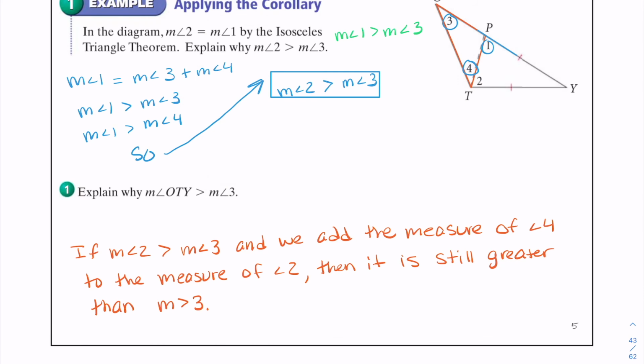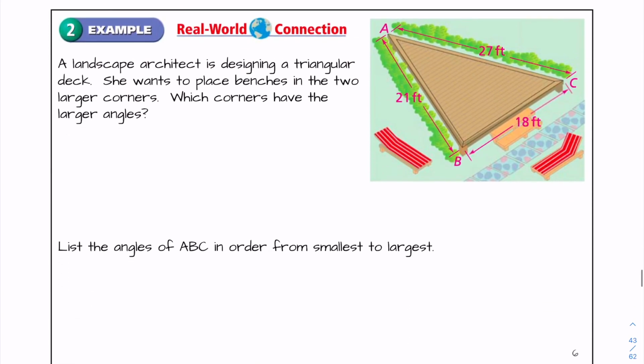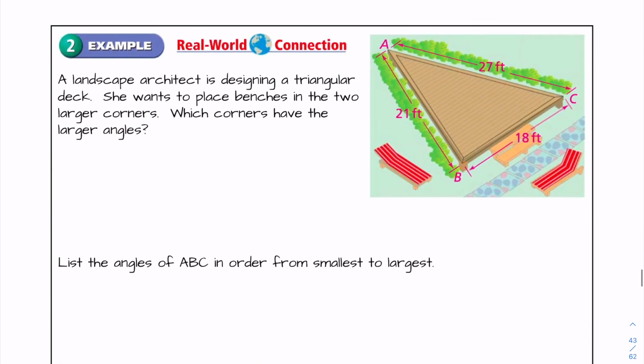All right, this next one: a landscape architect is designing a triangular deck. She wants to place bushes in the two largest corners. Which corners have the larger angles? So it looks like this side is a length of 27 feet, this is a length of 18 feet, and this one is a length of 21 feet.